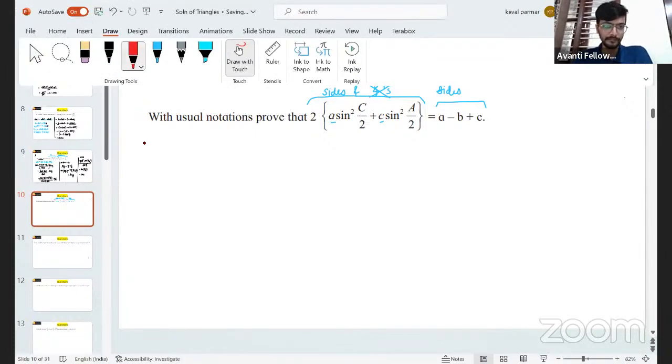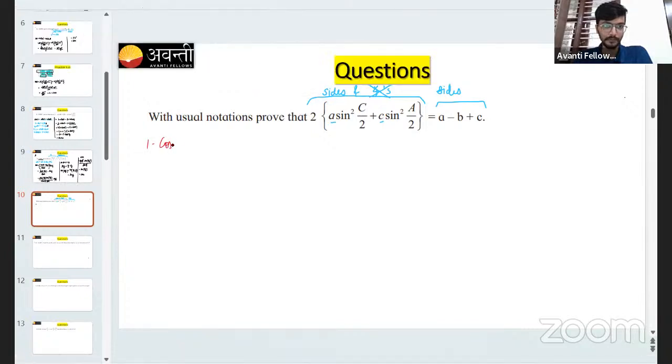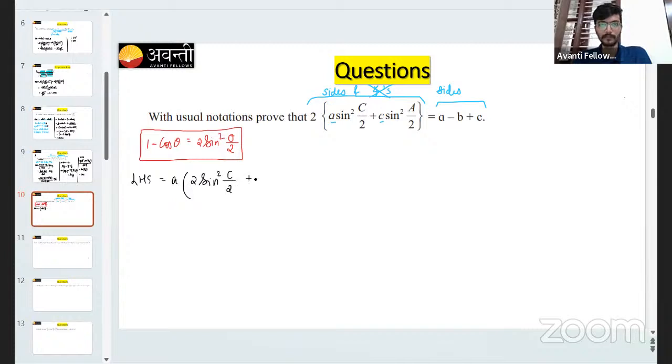So if you know this, what is 1 minus cos theta? It is 2 sine square theta by 2. I'll use this formula. See carefully. So in LHS, if I multiply 2 inside, 2 sine square C by 2 plus C into 2 sine square A by 2. Correct?